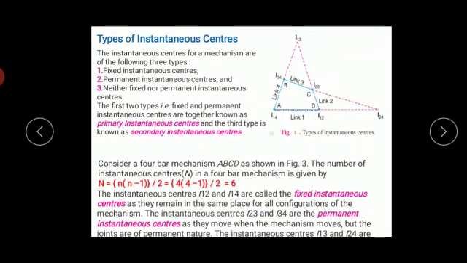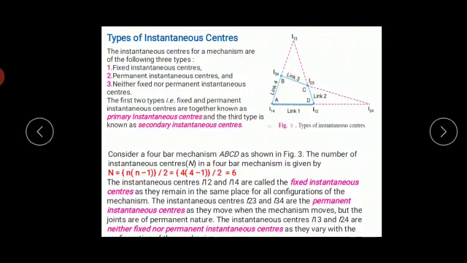It is also written there that the instantaneous centers I12 and I14 are called fixed instantaneous centers, and I23 and I34 are permanent instantaneous centers, as they move when the mechanism moves, but the joints are permanent in nature. The instantaneous centers I13 and I24 are neither fixed nor permanent, as they vary with the motion of the mechanism. So these are the various types of instantaneous centers.